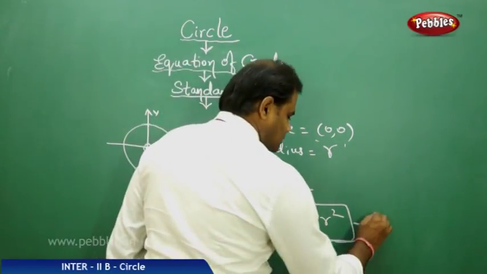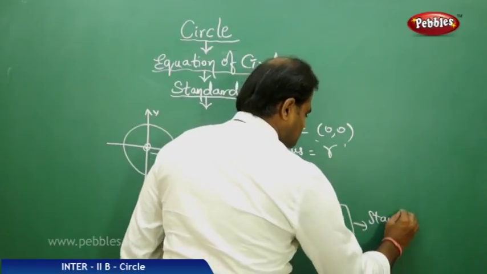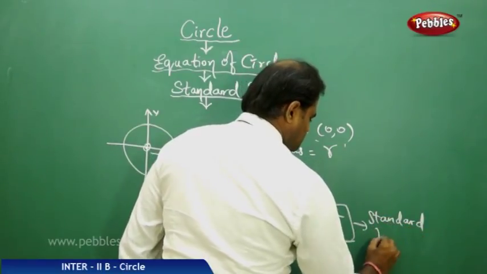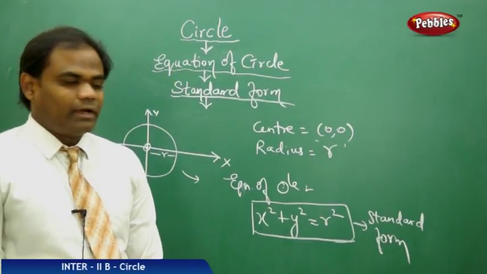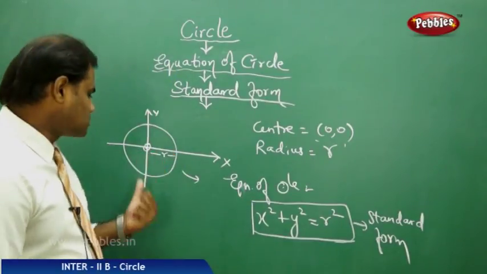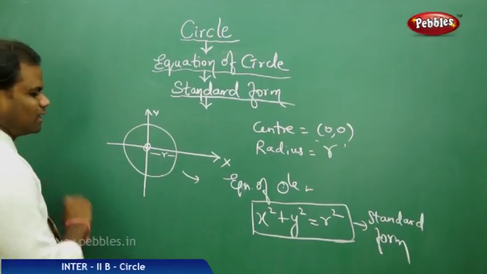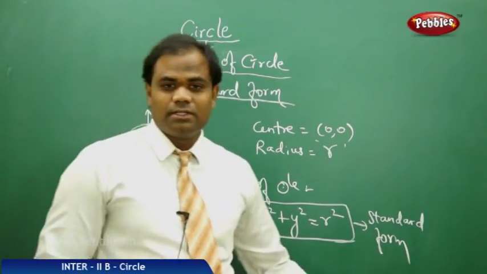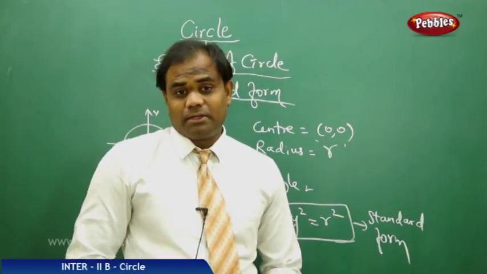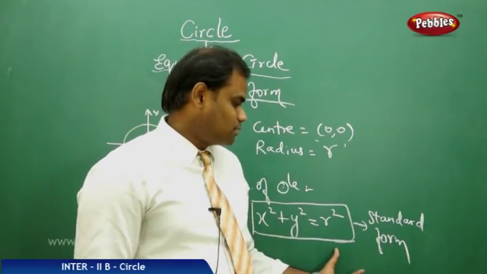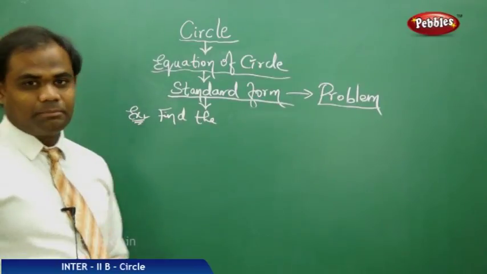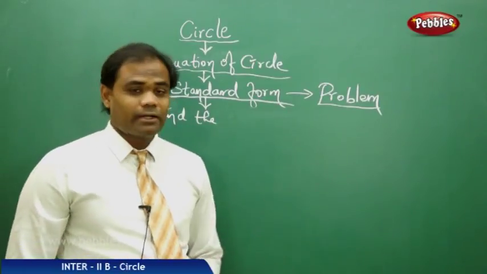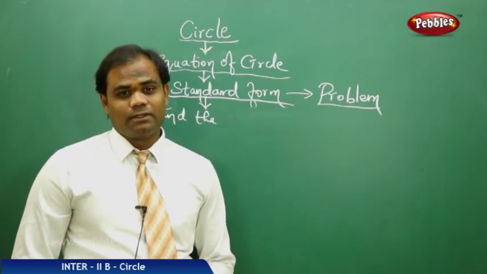So this is called the standard form, where if I have a circle with center as origin and radius as r, then the equation of the circle is given by x squared plus y squared equal to r squared, the standard form of a circle. Now let's see an example problem supporting the standard form of the equation of a circle.